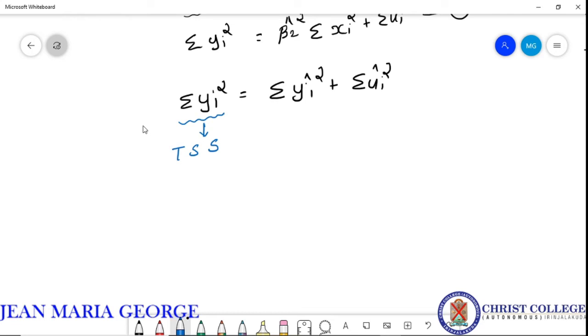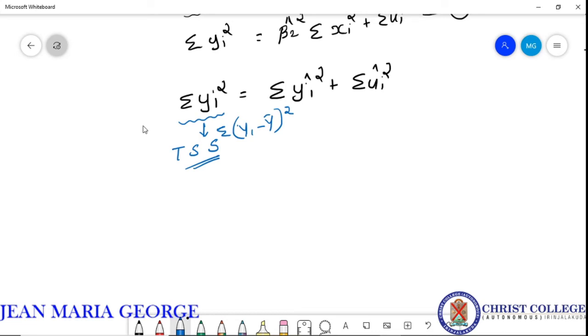That is, this is equal to sigma yi minus y bar, in mean deviation form. So sigma yi minus y bar whole square is the total sum of square. That means the total variation of actual y about the sample mean. So this is the actual y, this is the mean value, and the variation of the actual y from the mean value is represented here.